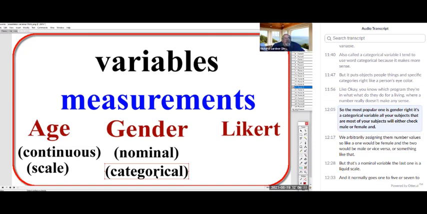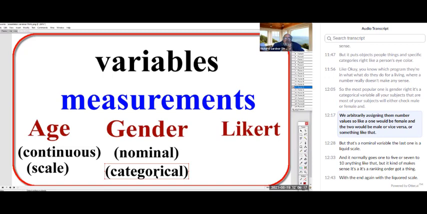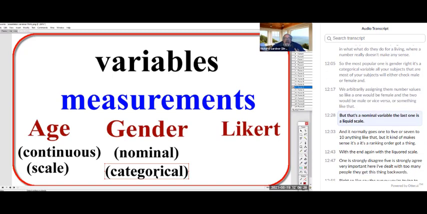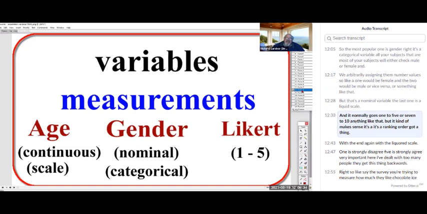Most of your subjects will either check male or female, and we arbitrarily assign them number values. So like a 1 would be female and a 2 would be male, or vice versa, or something like that. But that's a nominal variable. The last one is a Likert scale. And it normally goes 1 to 5, 1 to 7, 1 to 10, anything like that. But it kind of makes sense. It's a ranking order kind of thing.